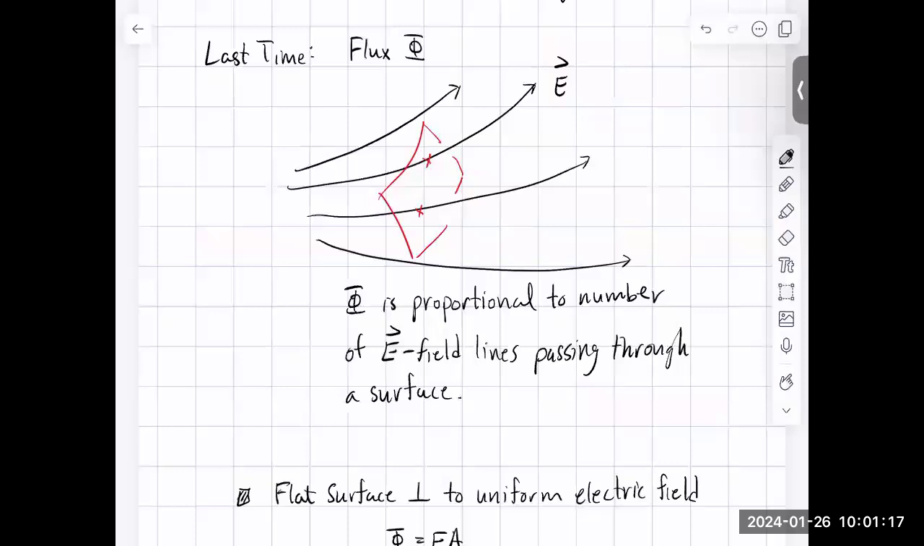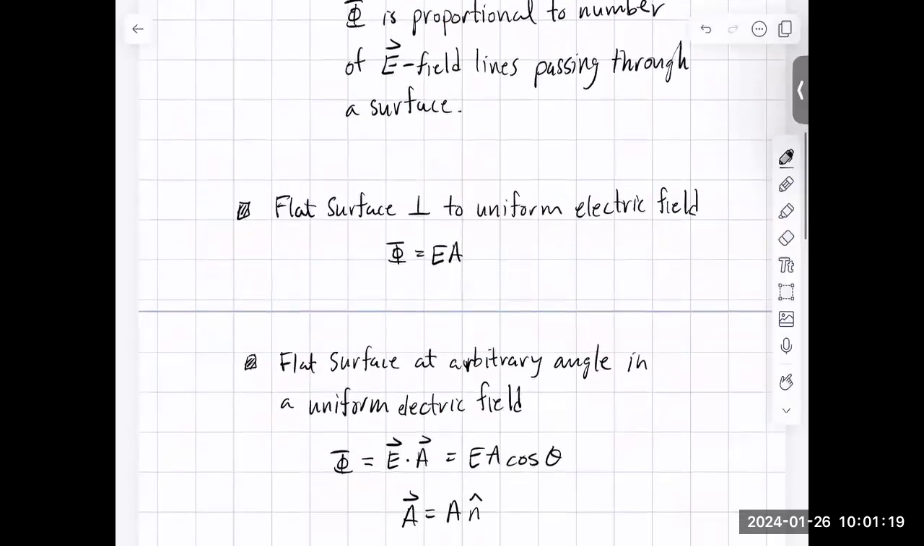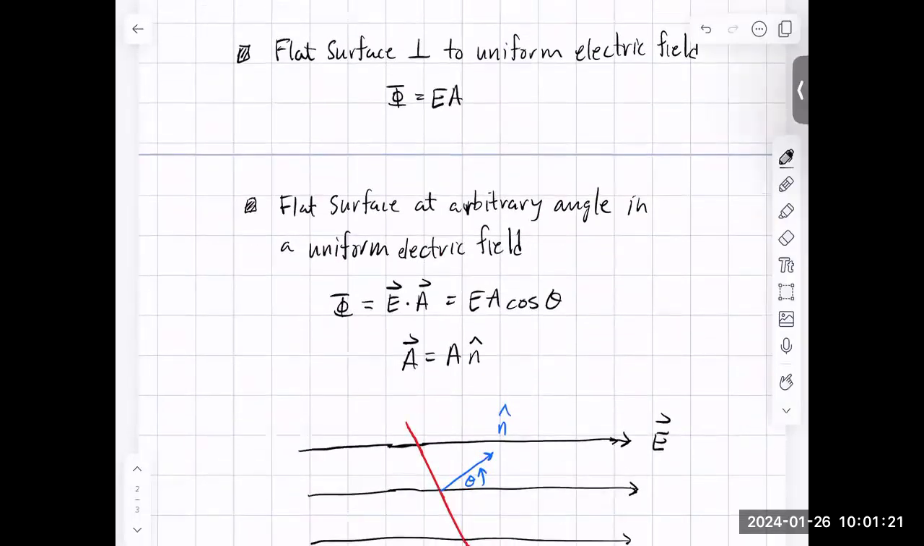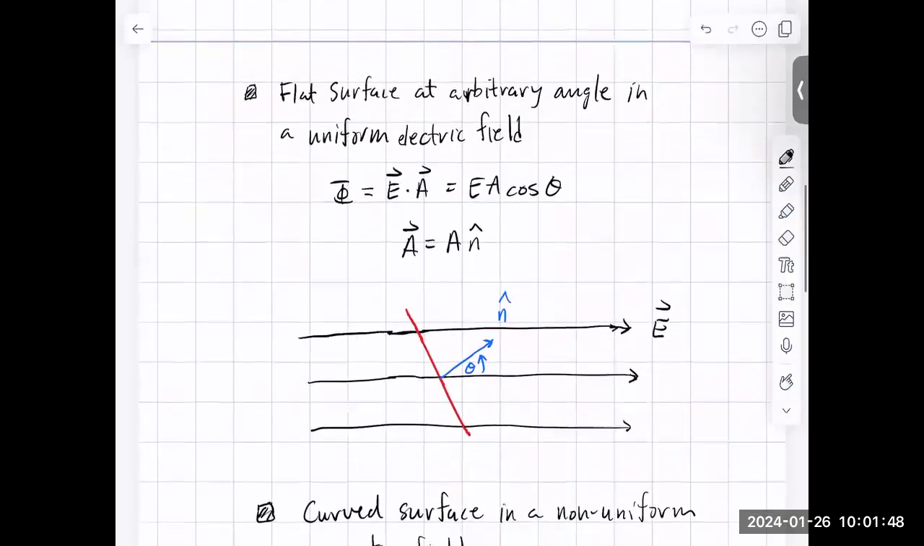And so we thought about a variety of cases. The easiest case was a flat surface in a uniform electric field. And in that case, if the surface, let's say this is my surface, was exactly perpendicular to the electric field, then you get the maximum possible flux, just given by E times the area of the surface. So that's a flat surface perpendicular to a uniform electric field.